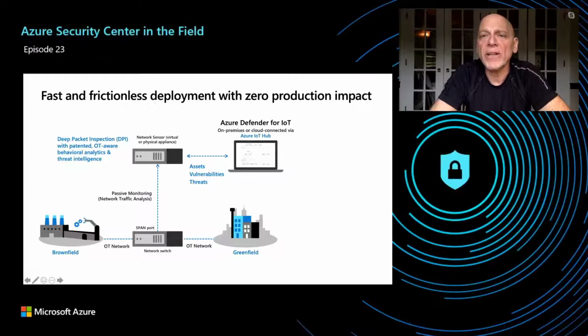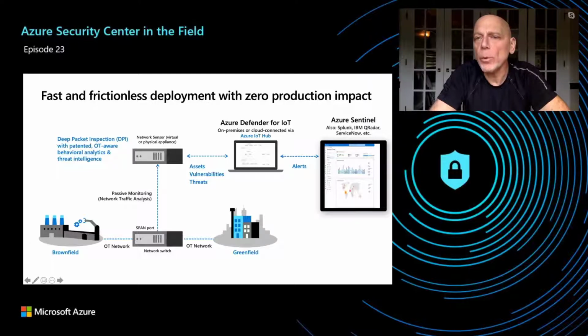Or if you want to get the benefits of the cloud in terms of scalability and simplicity and cloud-delivered management, you can connect it to Azure using Azure IoT Hub. And then you can forward the alerts to Azure Sentinel out of the box, or also to a number of third-party SOC tools out of the box like Splunk, QRadar, and ServiceNow.